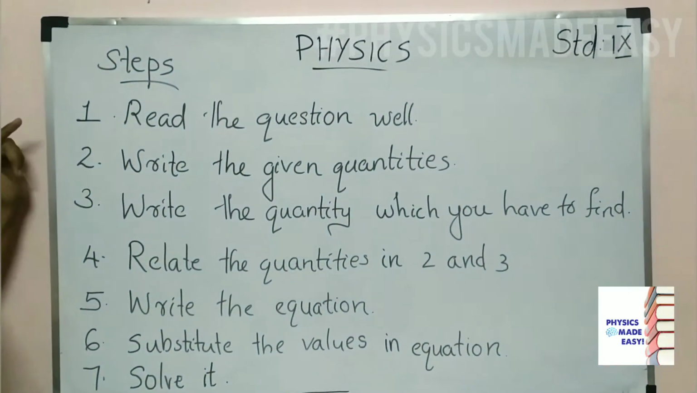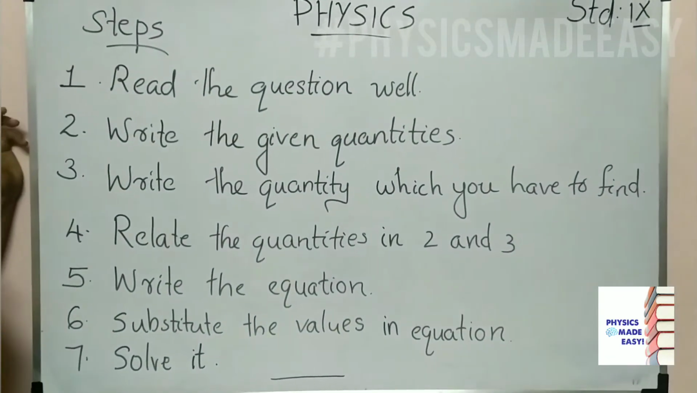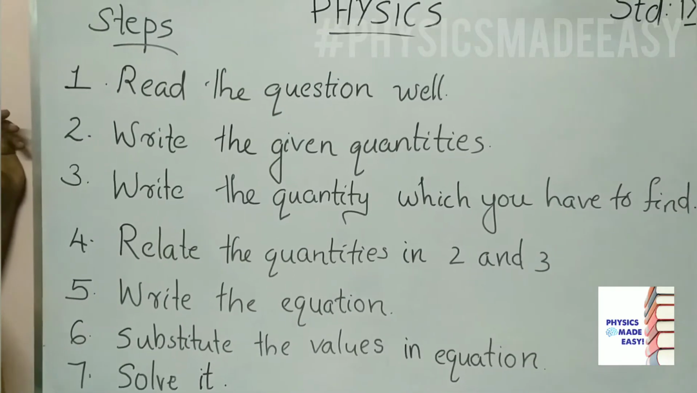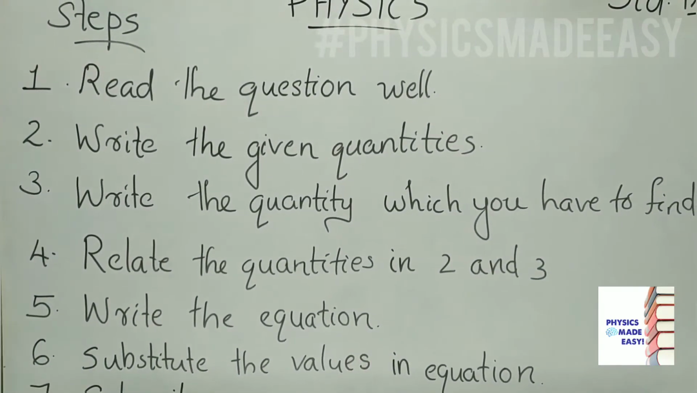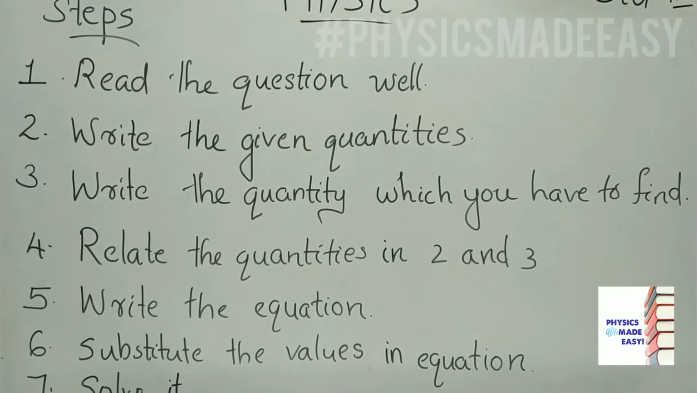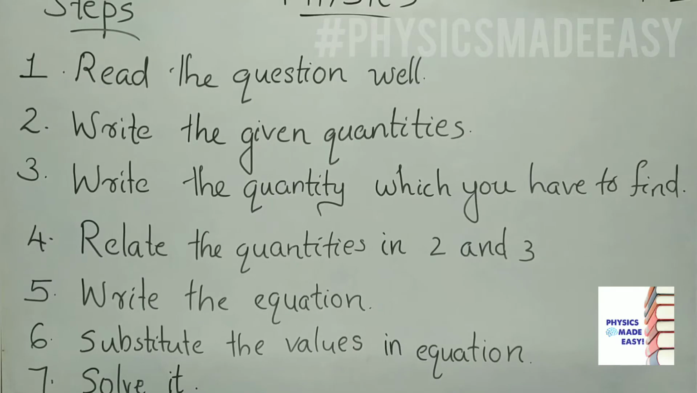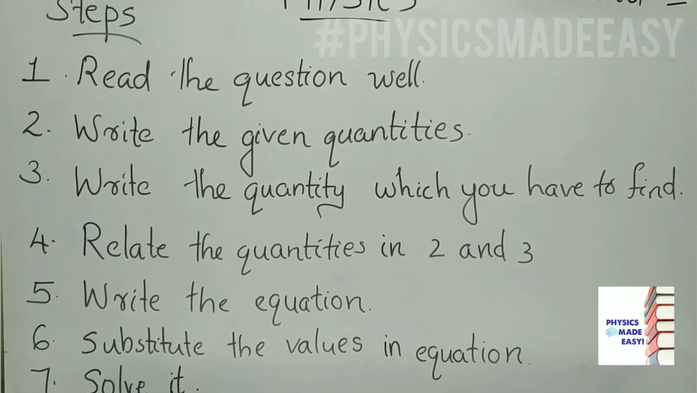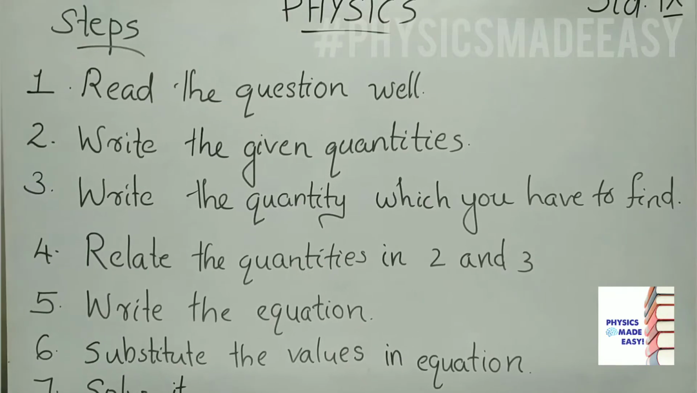Read the question well. First step, you have to read the question well. If the first time you are not getting any idea from that question, then you have to read it again. Then write the given quantities. Third step, write the quantity which you have to find. There you have to write the quantity, then put a question mark there.